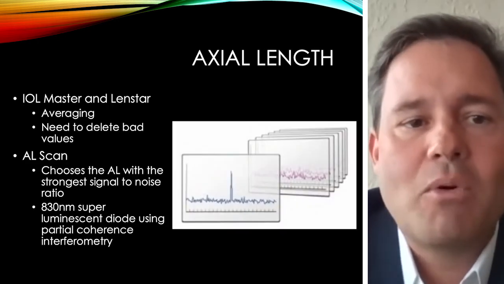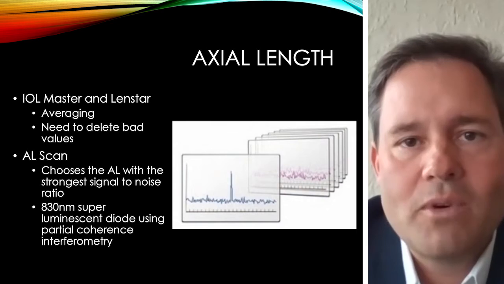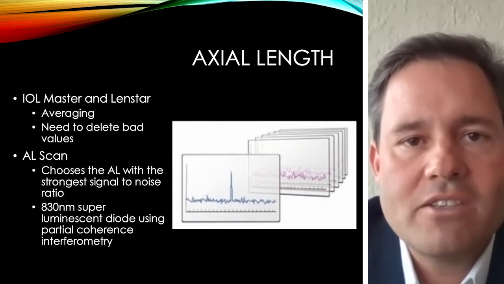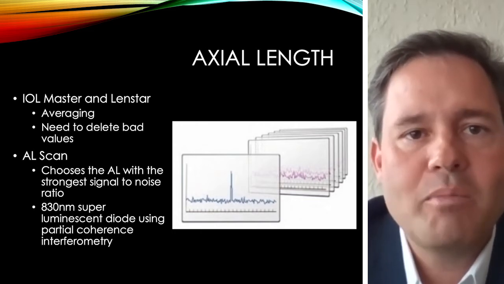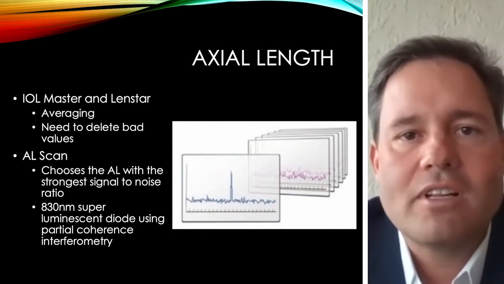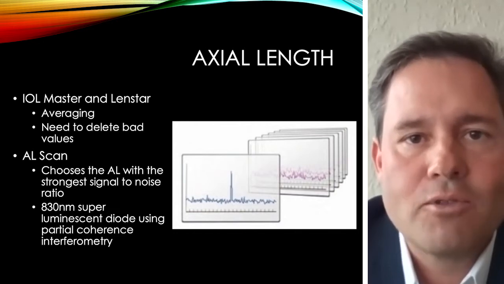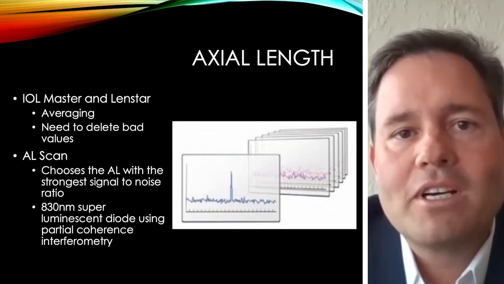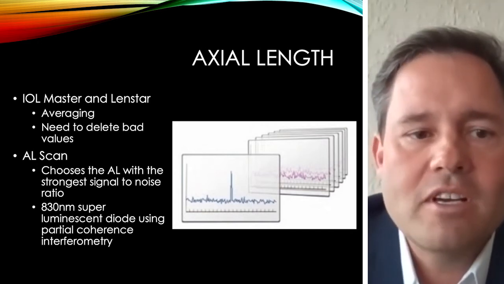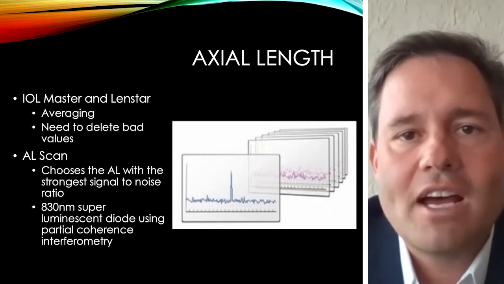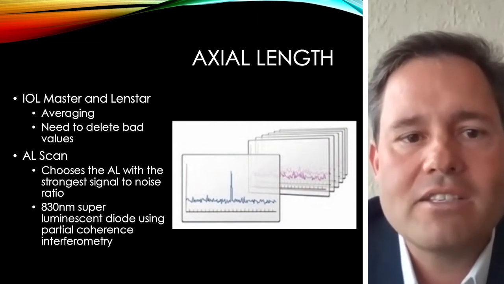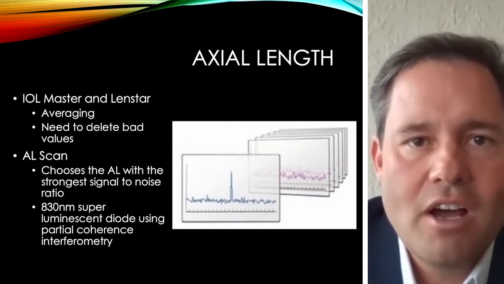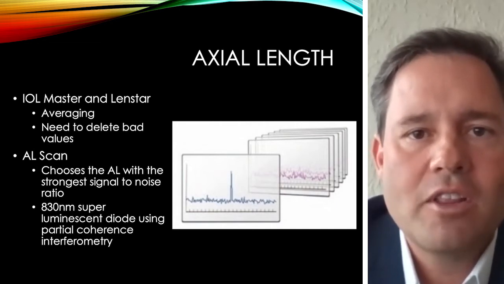So a lot of people are talking about, well, what do we need? What's important with this? Is it the axial length, the keratometry? Well, all the devices on the market do a very good job of getting the axial length, but they do it in different methods. The IOL Master and the LensStar take a series of readings and then average it. Well, that theoretically sounds very good because you're going to hopefully average out the noise. But the AL-Scan actually looks at the different axial length measurements and picks the one with the highest signal to noise ratio. So it's picking the most accurate one instead of trying to average a bunch of readings and hopefully average out the bad readings.